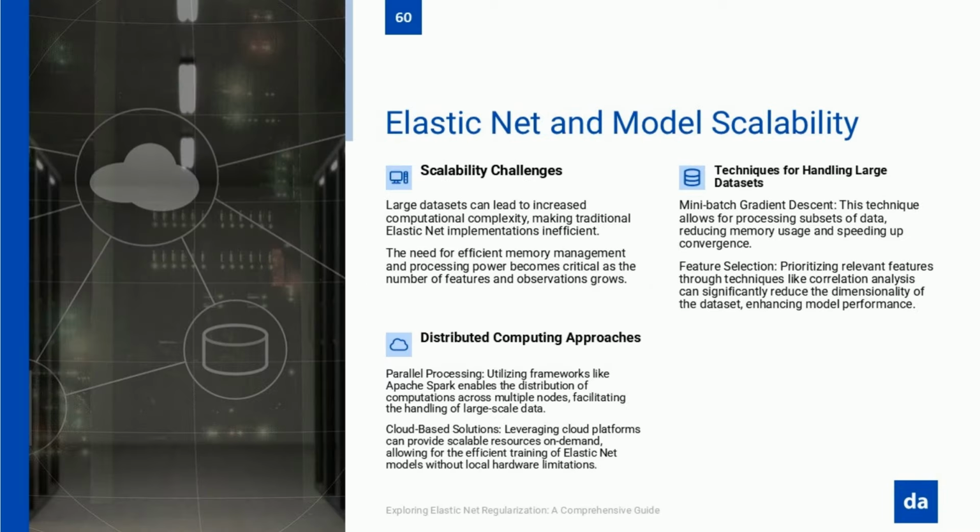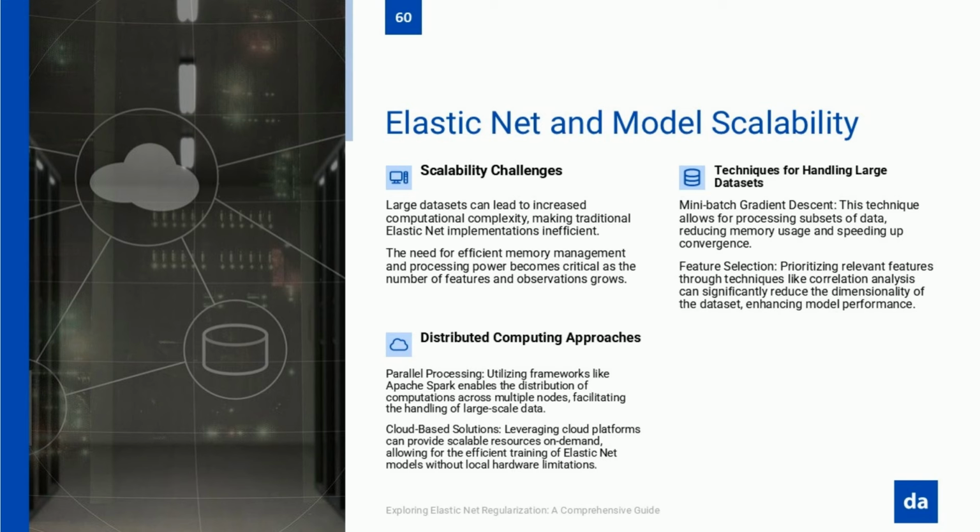As datasets grow larger, models need to scale efficiently. A model that works well on small data might become too slow, too memory-intensive, or too unstable when applied to big data. Elastic Net is well suited for scalability because it offers built-in feature selection, efficient computation, and adaptability to large-scale machine learning frameworks.